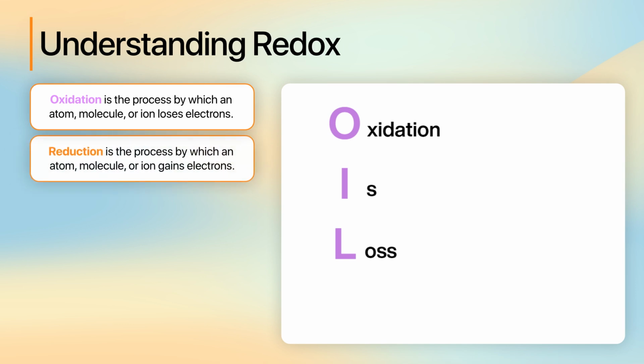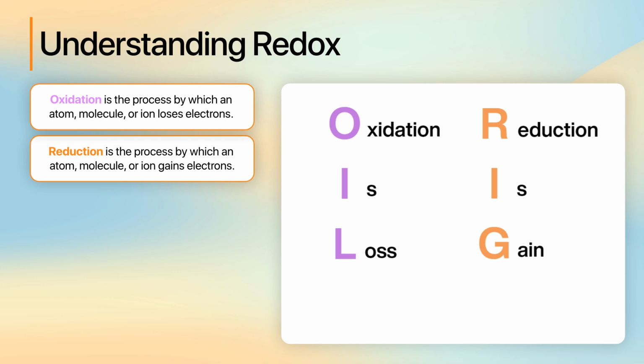Reduction is the process by which an atom, molecule, or ion gains electrons. This can be remembered by reduction is gain of electrons, or RIG. Gaining electrons reduces the oxidation state of the substance being reduced.